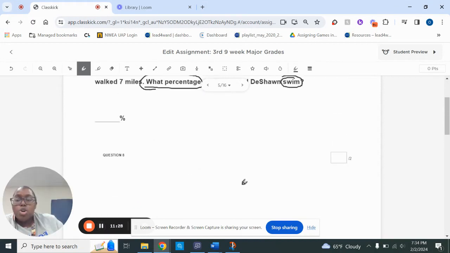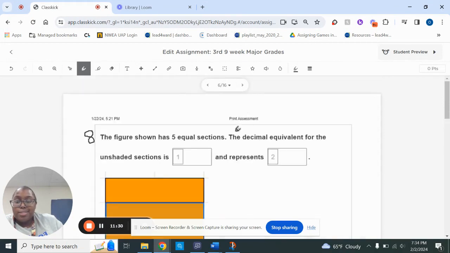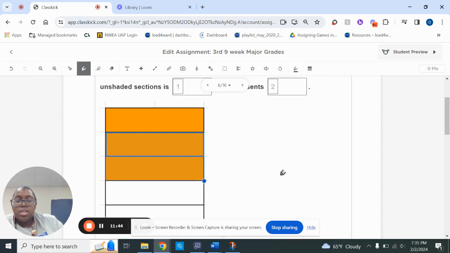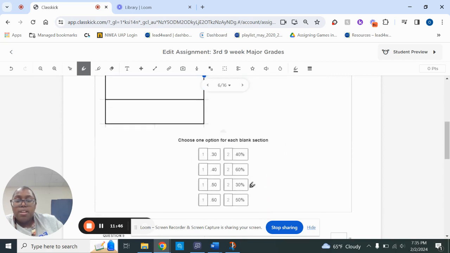All right, now we're going to number 8. We're already more than halfway done. The figure shown has 5 equal sections. The decimal equivalent for the unshaded sections is blank and represents blank. And then here's our choices.